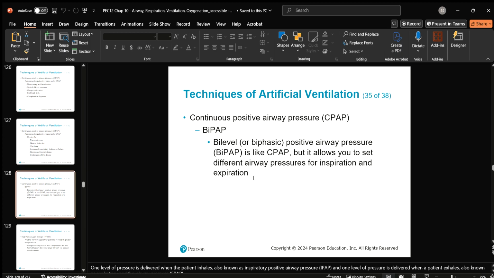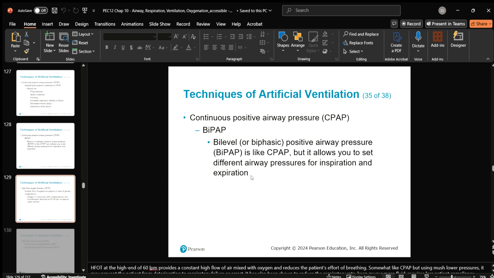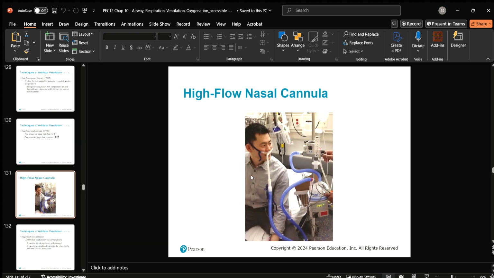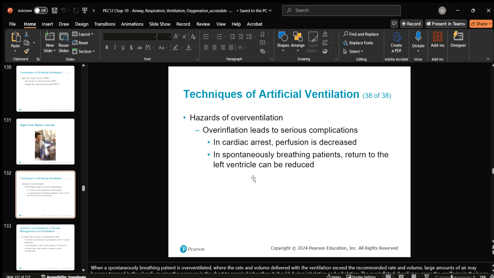Still talking about the CPAP. All right, there's also a BiPAP out there. CPAP is just continuous, okay? It's the exact same amount of pressure in and out. BiPAP will allow you to change it for inspiration and expiration, inhaling and exhaling. There's high flow nasal cannulas. Okay, you're not going to get those on the truck. You're going to see those in hospitals.